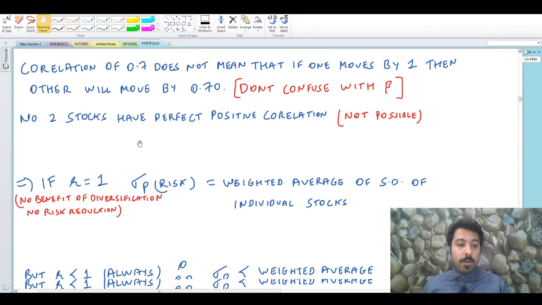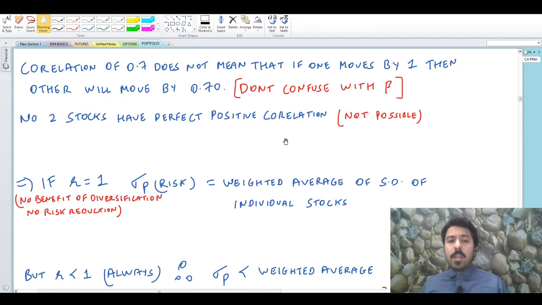Okay, and no two stocks have perfect positive correlation. Why so? It is impossible. Why? Because see, even if macro level factors are the same, micro level factors will be different. Each company has its own pros and cons, own strengths and weaknesses. So there cannot be two companies who have the exact same way of moving or reacting to the market. So no two stocks have perfect positive correlation. It will always be less than 1.